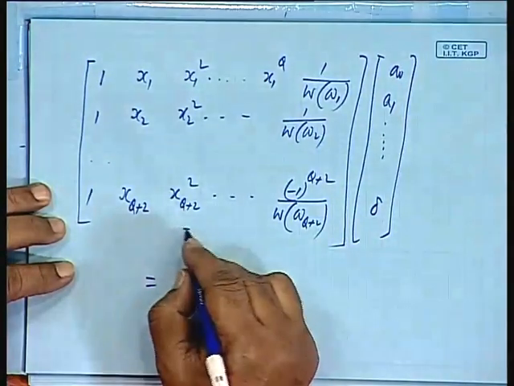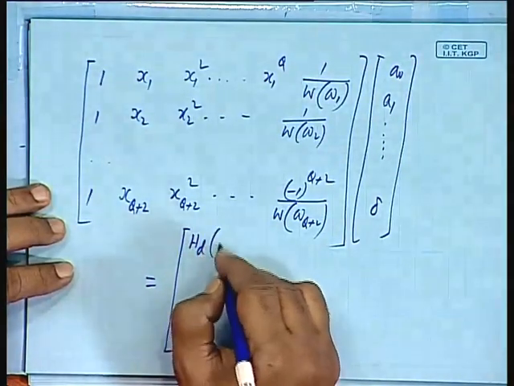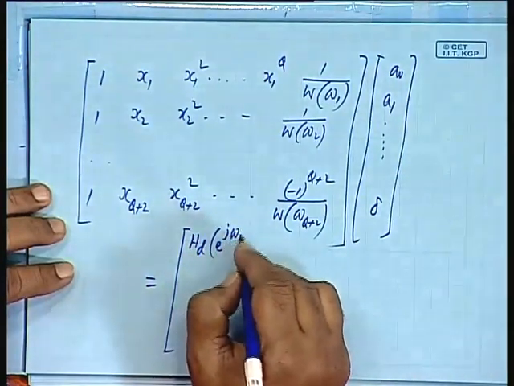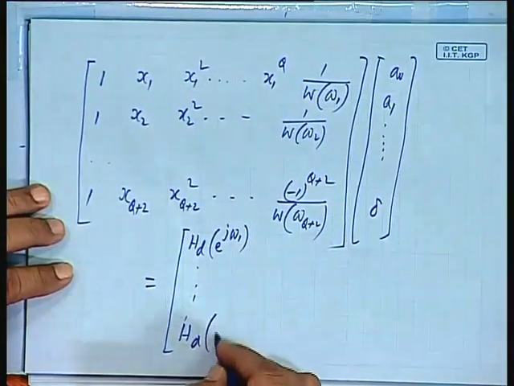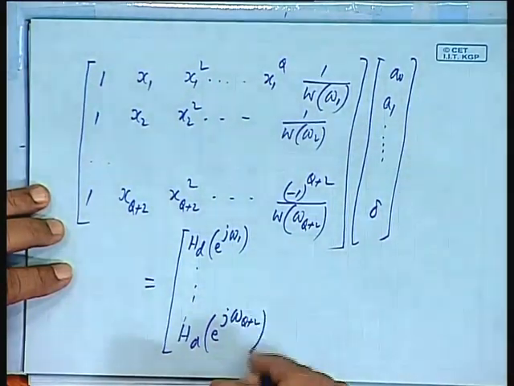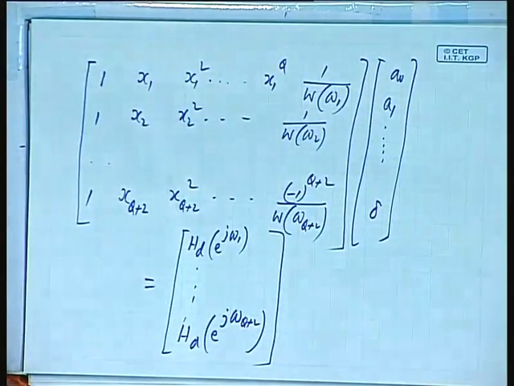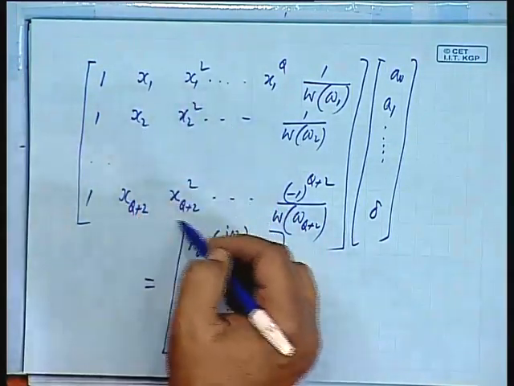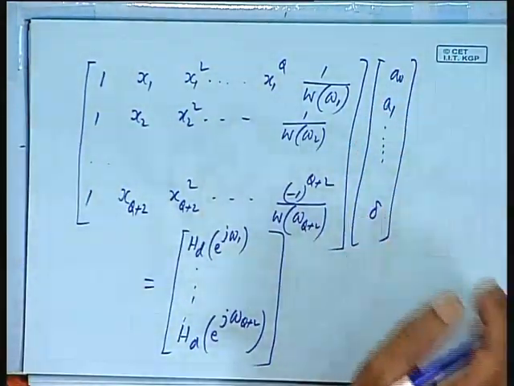equal to H desired e to the power j omega 1 and so on, up to H desired e to the power j omega q plus 2. So x1, x2, x3 you have already solved, you can calculate a0, a1.